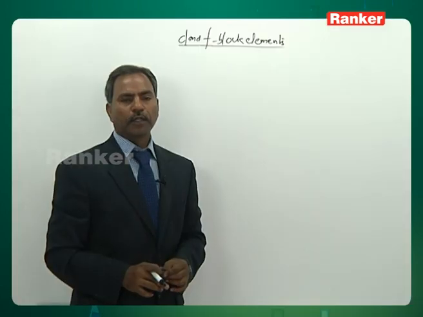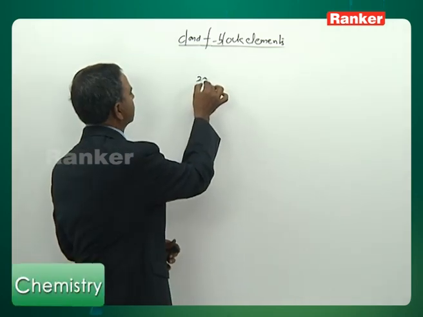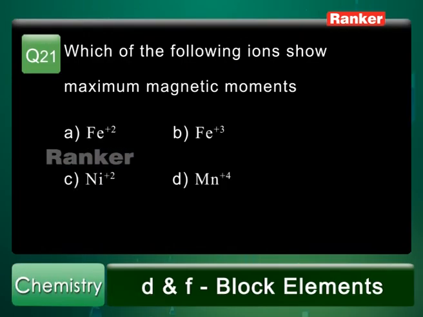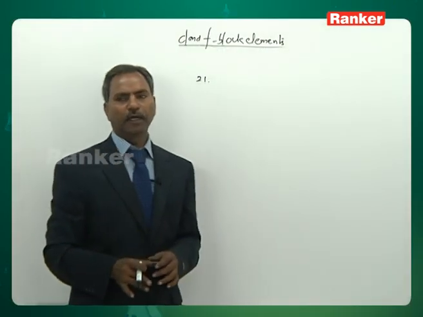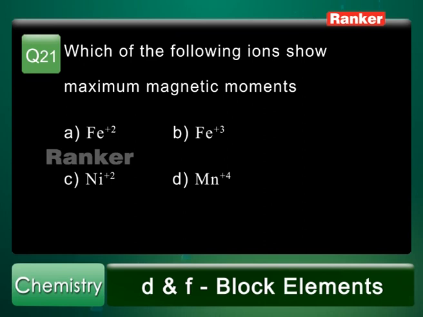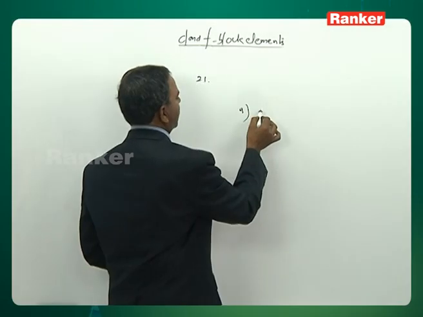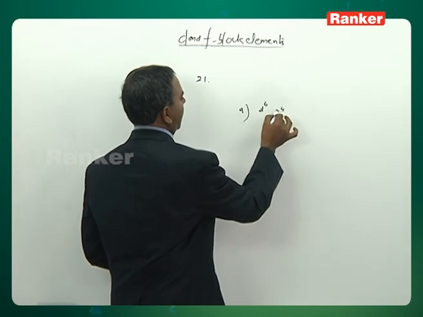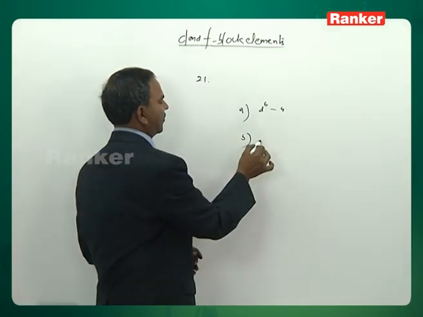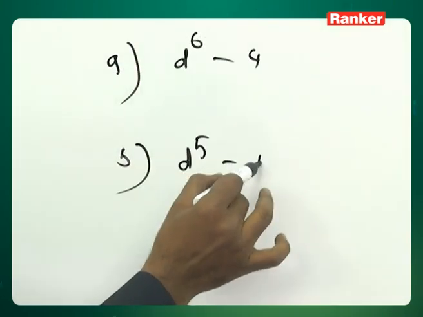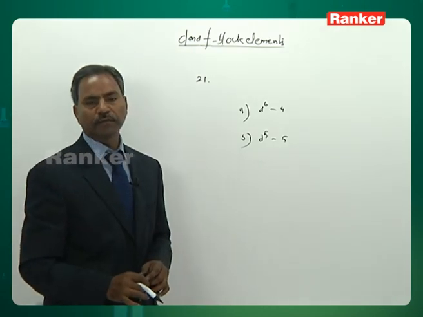Coming to question number 21. Which of the following ions shows maximum magnetic moment? See, wherever magnetic moment comes, check which ion is carrying more number of unpaired electrons. Coming to option A, what is given? Fe plus 2. Yes, Fe plus 2 means d6 configuration, 4 unpaired electrons. Coming to option B, Fe plus 3, the ferric ion. Yes, d5, 5 unpaired electrons.